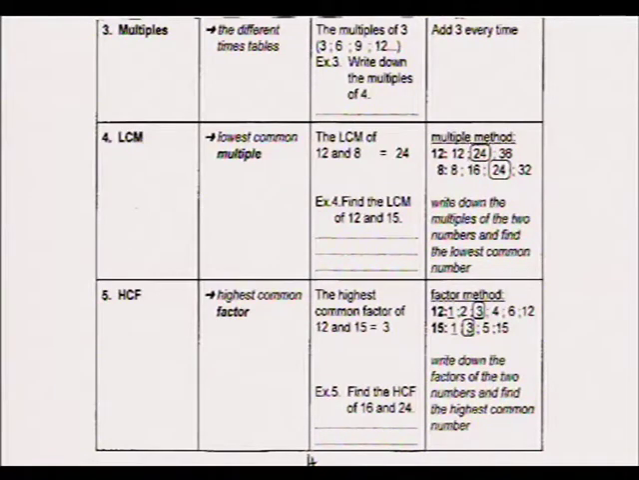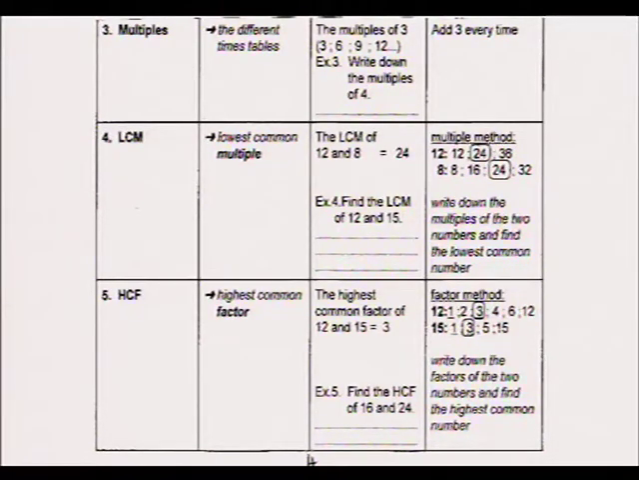Then we have the multiples. The multiples, for example, the multiples of 3: 3, 6, 9, 12. So we count in threes. Every time we add 3. Number 4, what is the LCM? The lowest common multiple. For example, the lowest common multiple of 12 and 8 is 24.